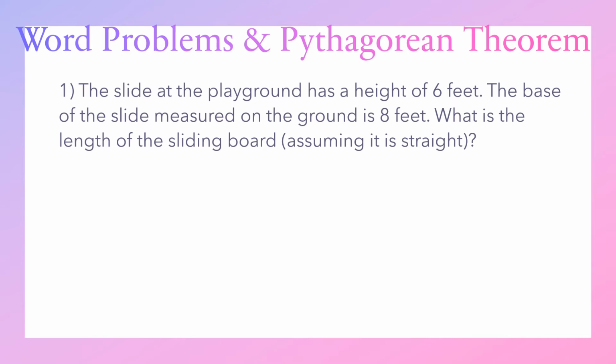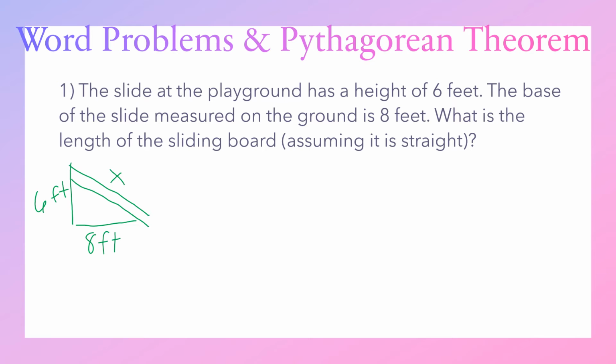Okay, so then word problems. We are going to use the Pythagorean theorem to help us here. So that a squared plus b squared equals c squared. Now, the slide at a playground has a height of 6 feet. So here's 6 feet. This is like the top of the slide here. The base of the slide measured on the ground, so like from the bottom of the slide to the end of the slide, is 8 feet. What is the length of the sliding board? So this would be your X or your C.